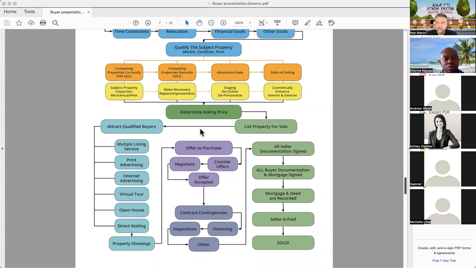Some little tips and tricks, so that we can leave off with that. When you're doing the listing agreement, it's actually a very simple agreement. It's not like the purchase agreement. The purchase agreement spells out the entire transaction, so it's very detailed and there's a lot to it. The listing agreement is pretty straightforward.